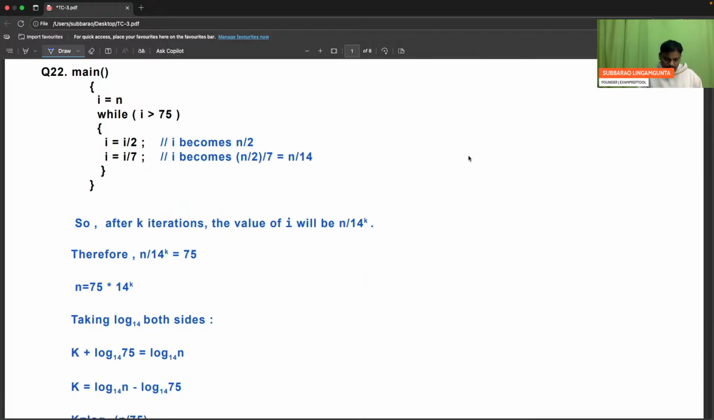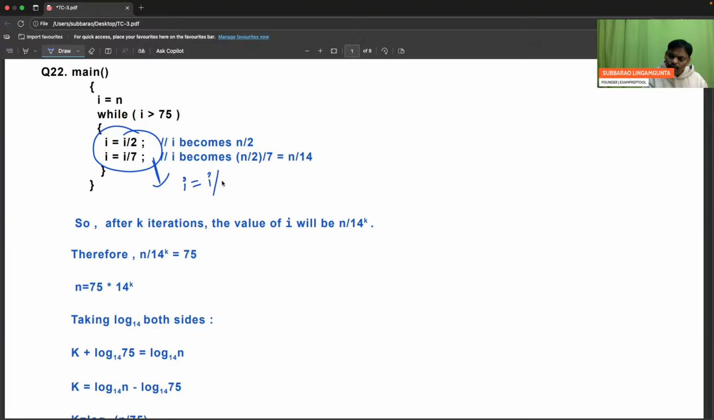See the problem one time. It's the continuation of yesterday's class. So i = i/2, i = i/7. If you observe, first by 2, next by 7. Totally, I think i/14. So it is equal to i = i/14.